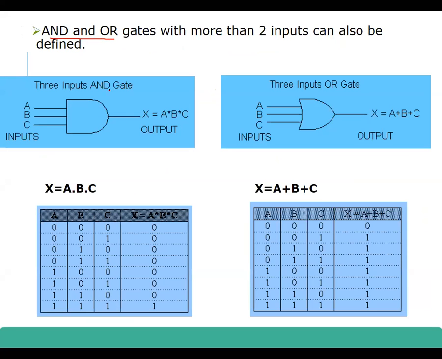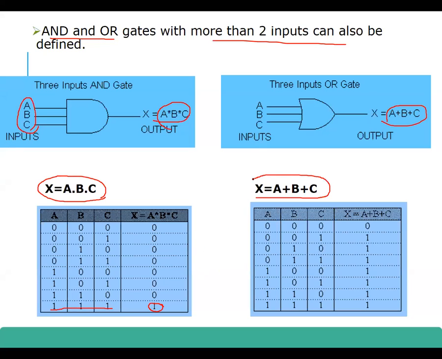AND and OR gates with more than two inputs can also be defined like this. A, B, and C are the inputs, and this is the corresponding output if you write it. And these are the corresponding truth tables. There too you have to consider that ANDing is only true, or gets the value 1, when all the variables have the value 1. ORing can become true if one of the variables A, B, and C becomes true. So that's the condition there.